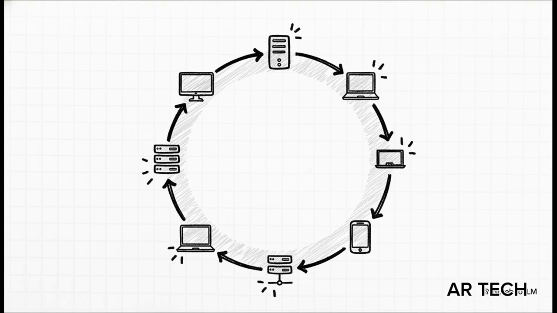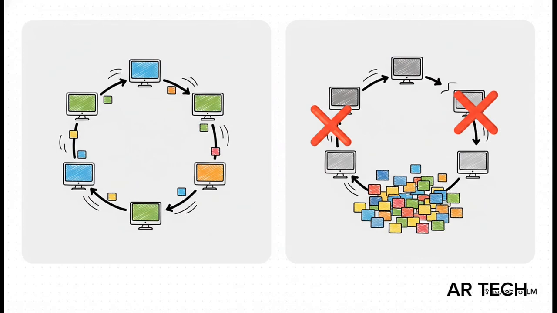Data gets on and travels in only one direction, stopping at each station or device until it reaches its final destination. Pretty orderly, right? The big win here is that the one-way traffic flow means no more data collisions, which was a real headache on a busy bus network.